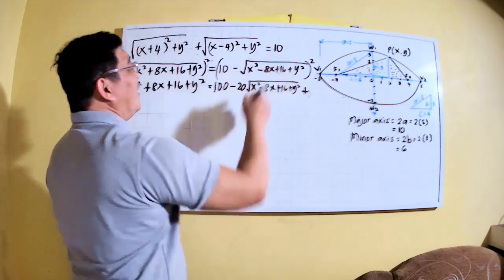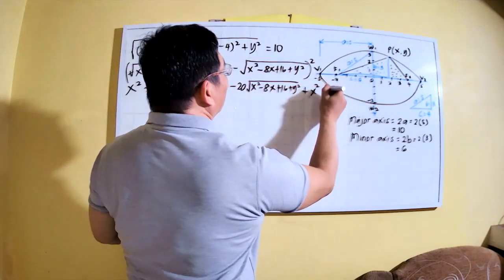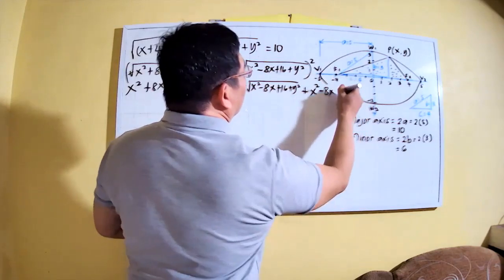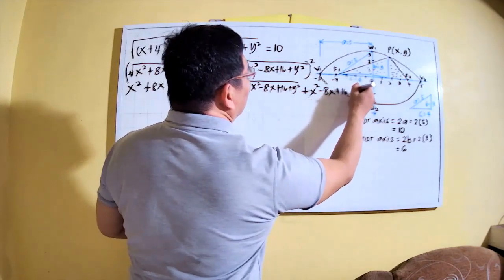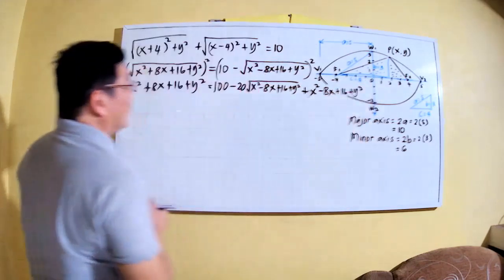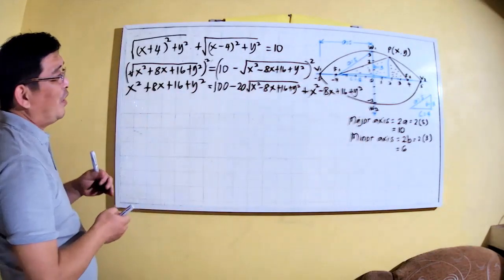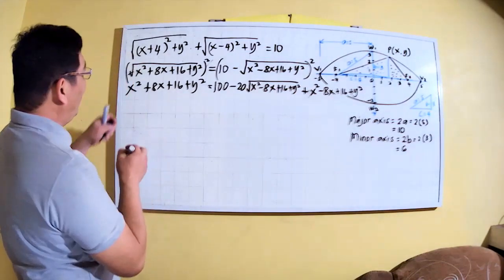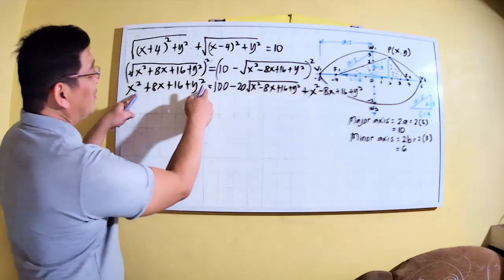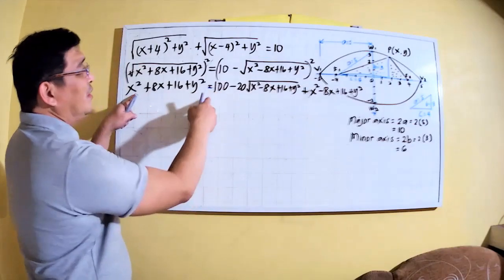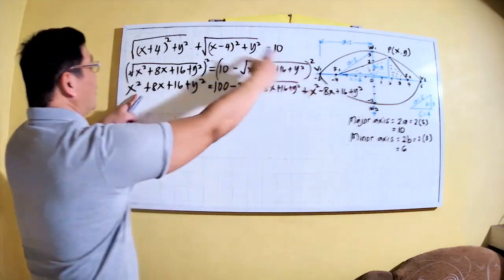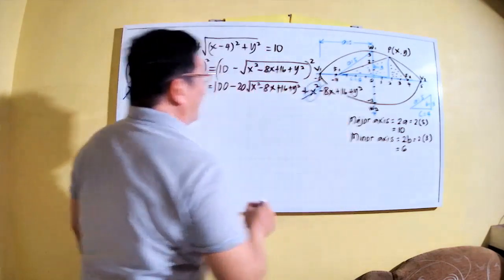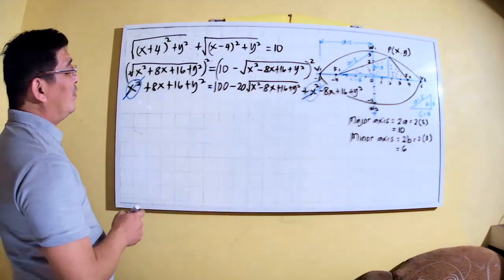And then remove the radical sign: x squared minus 8x plus 16 plus y squared. And then check if we have something to cancel out. Let's see. We have here x squared, and this is the equality sign. The positive x squared, we're going to transpose it, and the x squared cancels out.